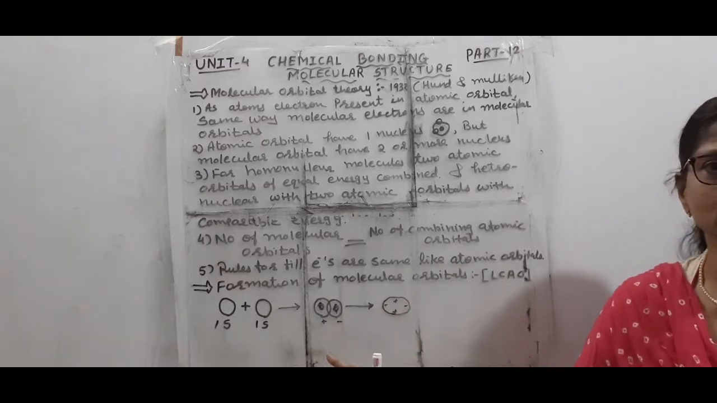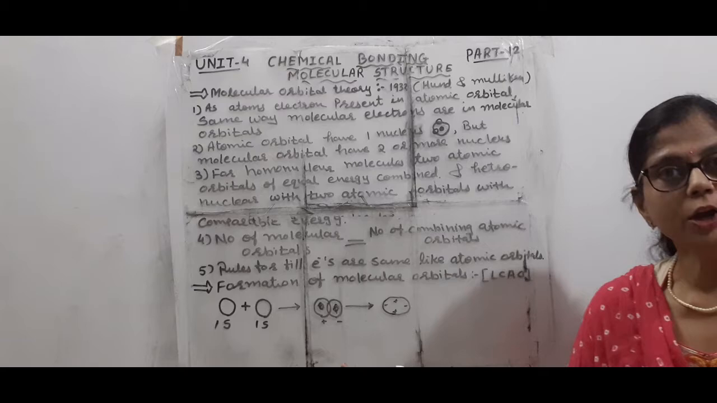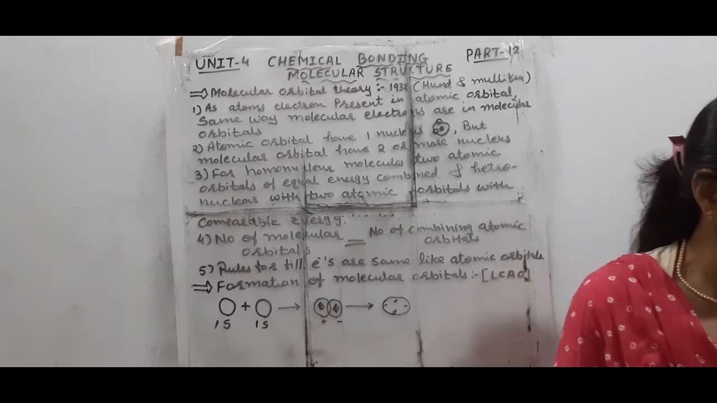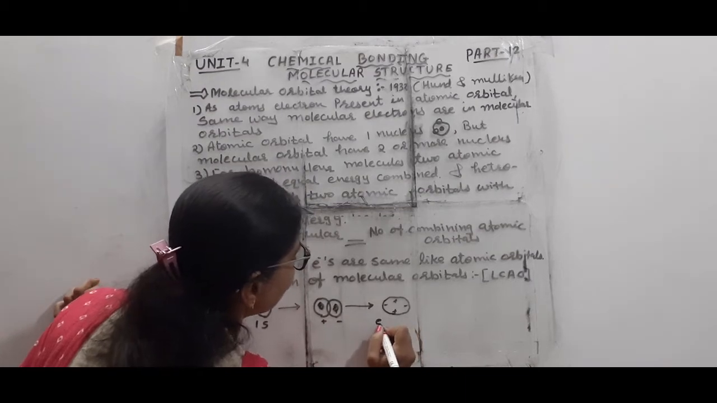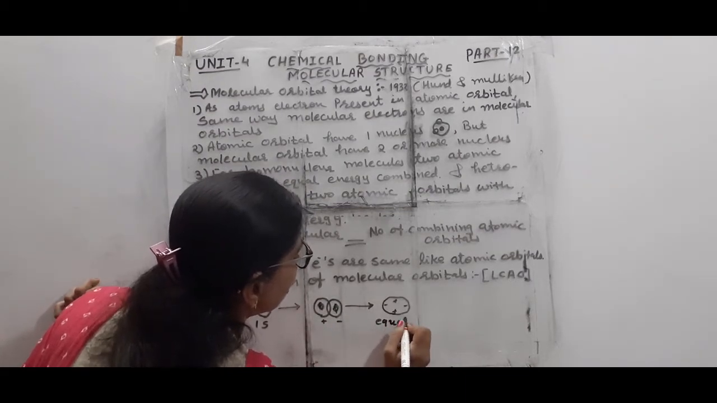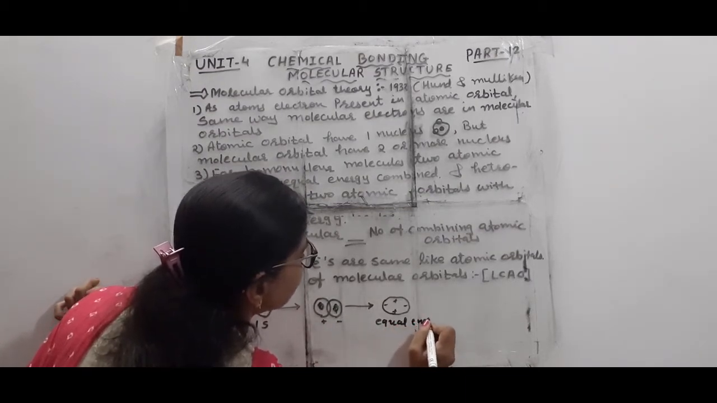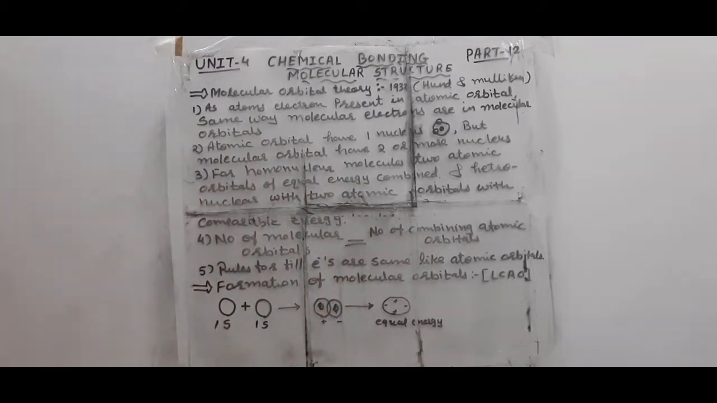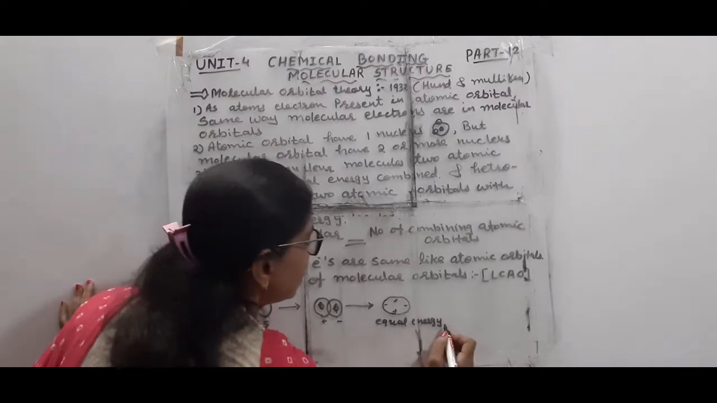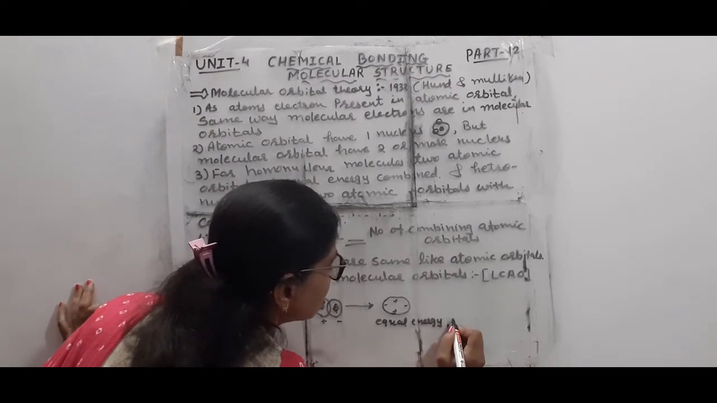This is the s orbital overlapping bonding, and when the bonding takes place, the orbitals must have almost equal amount of energy, and mostly symmetry also. Energy, symmetry.